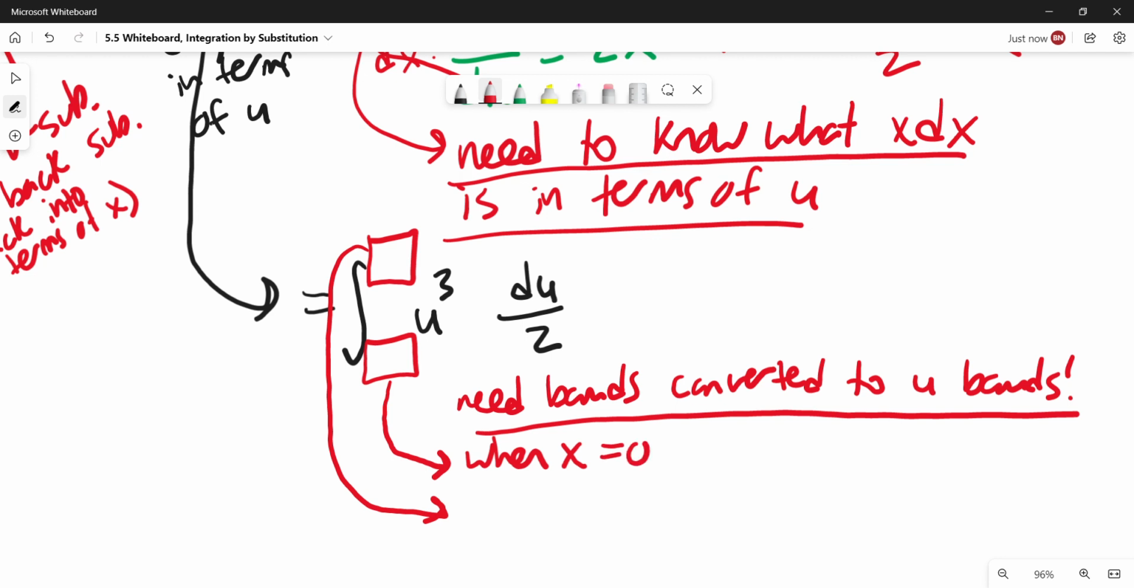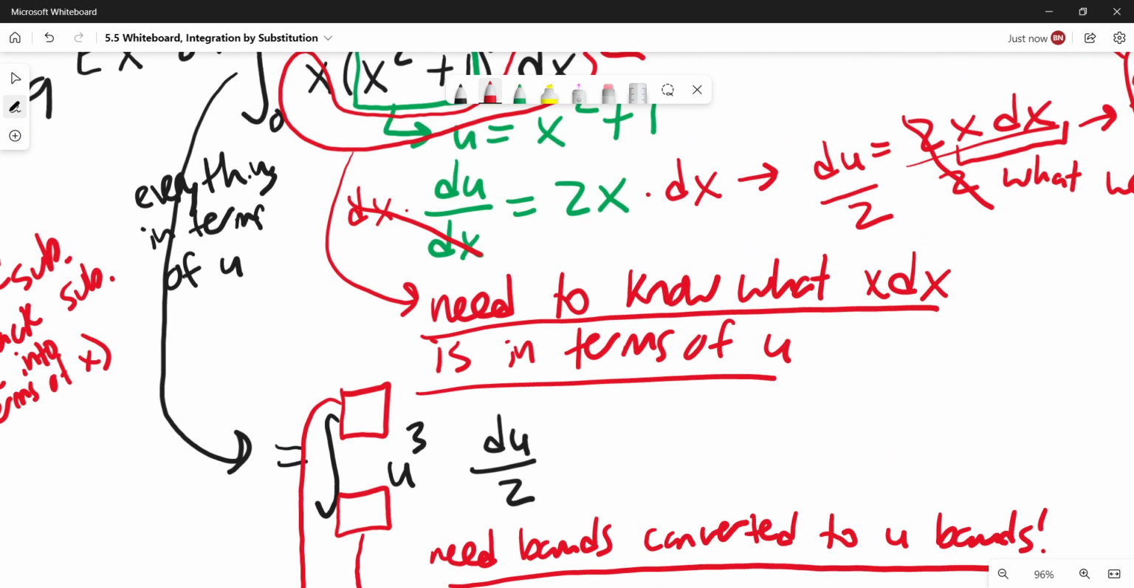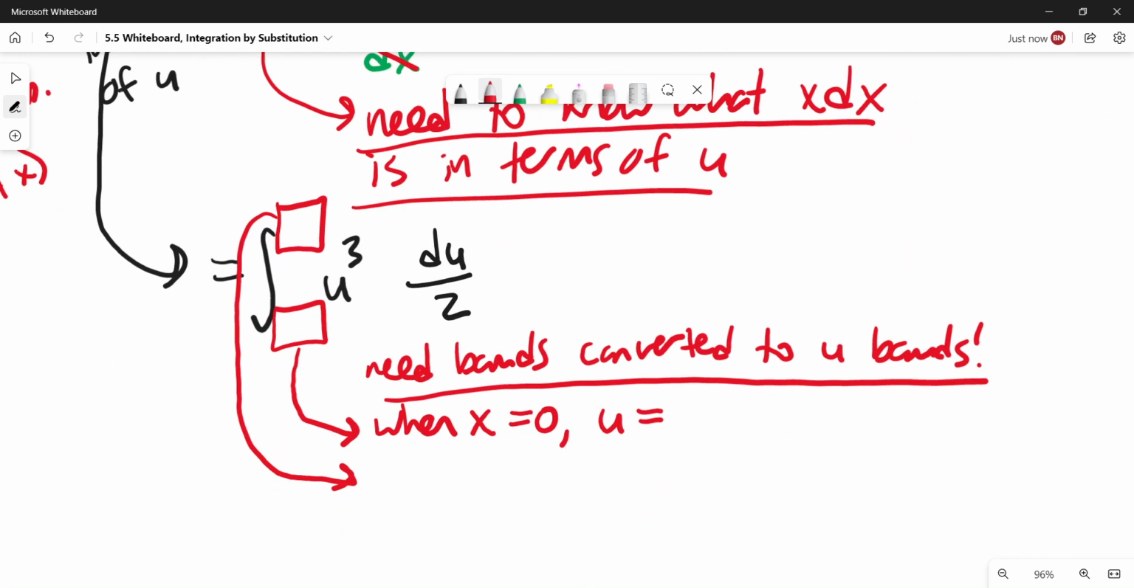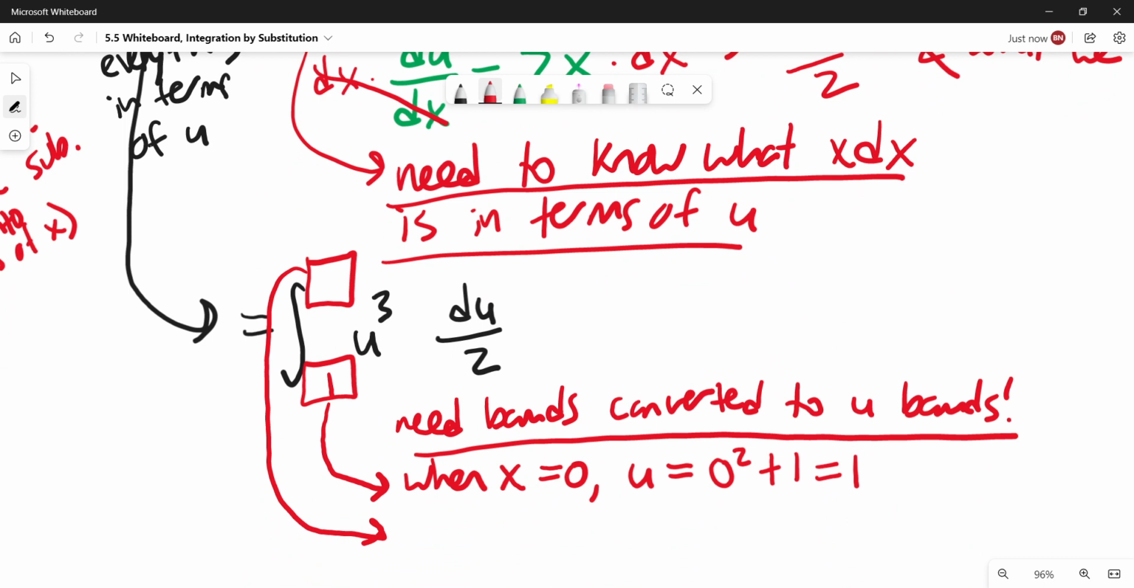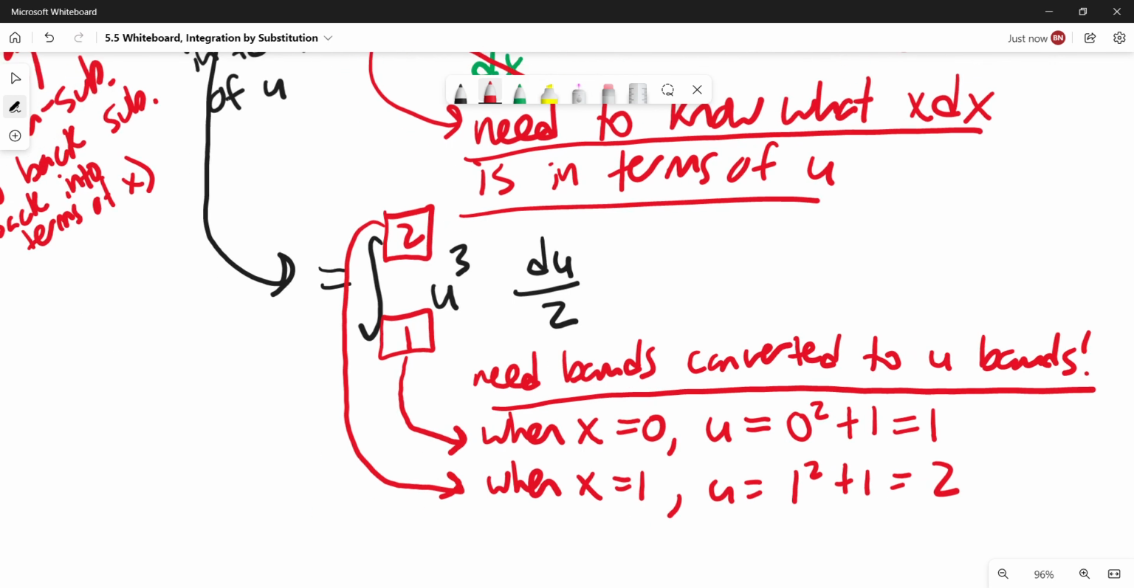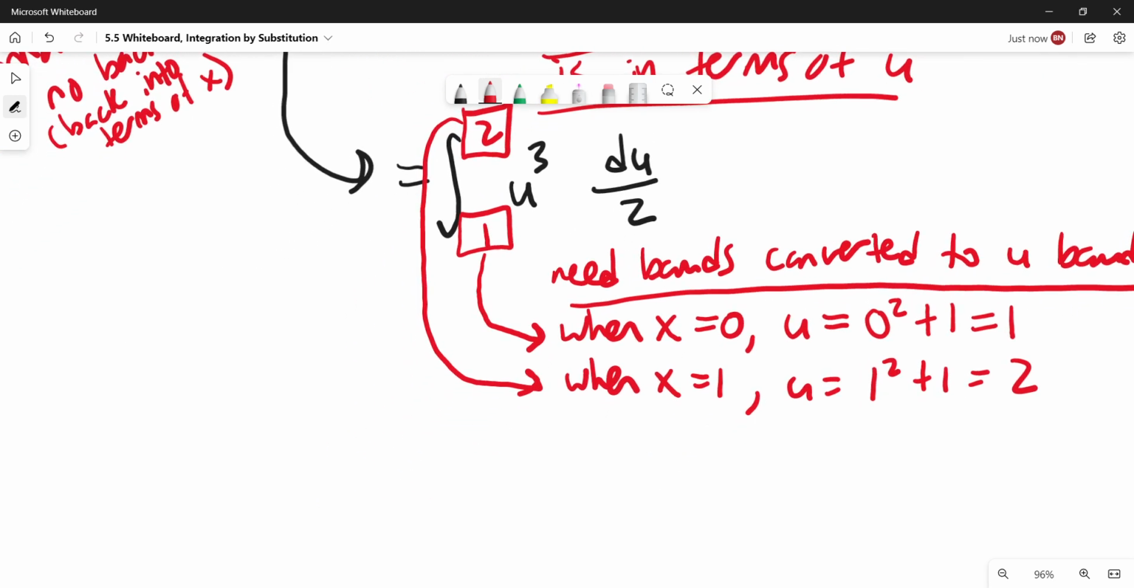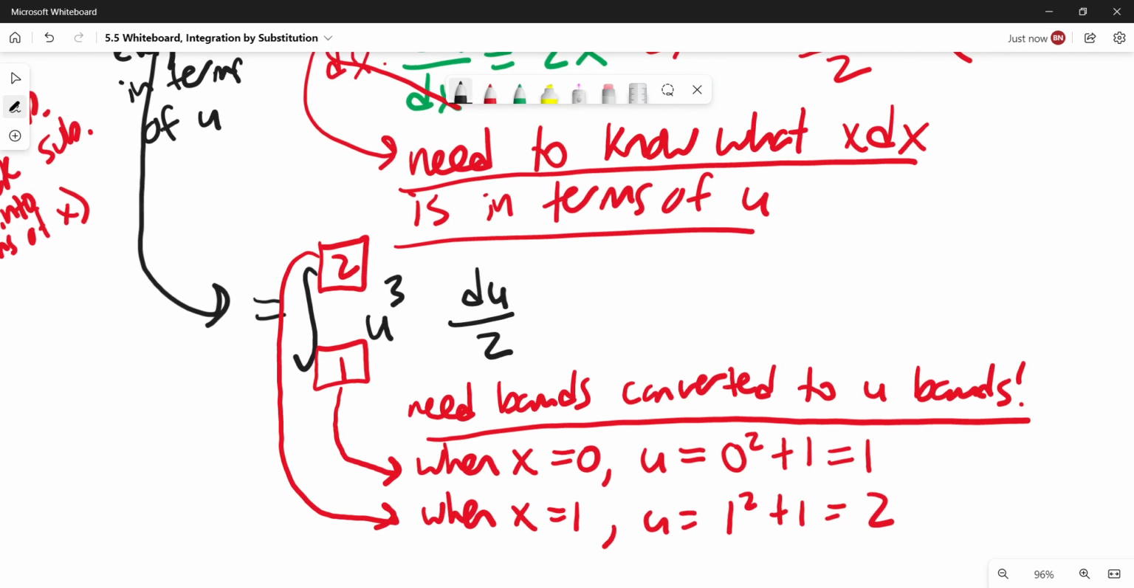When x equals 0, u equals x squared plus 1. So 0 squared plus 1, u equals 1. So the lower bound is 1. The upper bound started as a 1. So when x is 1, u equals 1 squared plus 1, which equals 2. So this becomes 2. And so you would just keep on doing the integral in terms of these new bounds now.